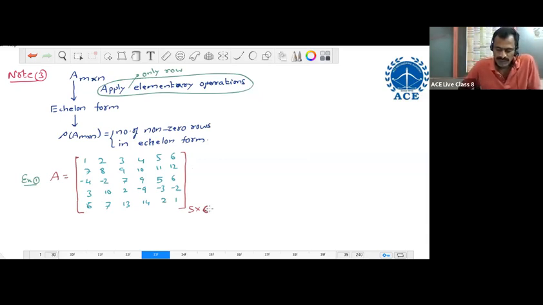This 5 by 6 matrix is not in echelon form. Just by observing the elements, we can say it is not in echelon form. In this case, if you want to find the rank of the matrix, we try to reduce this matrix into echelon form. To reduce the matrix into echelon form, we should apply only row operations. According to row echelon form, we start with the first column. Consider the first column. Along the first column, below the first element, try to make all other elements as zeros.